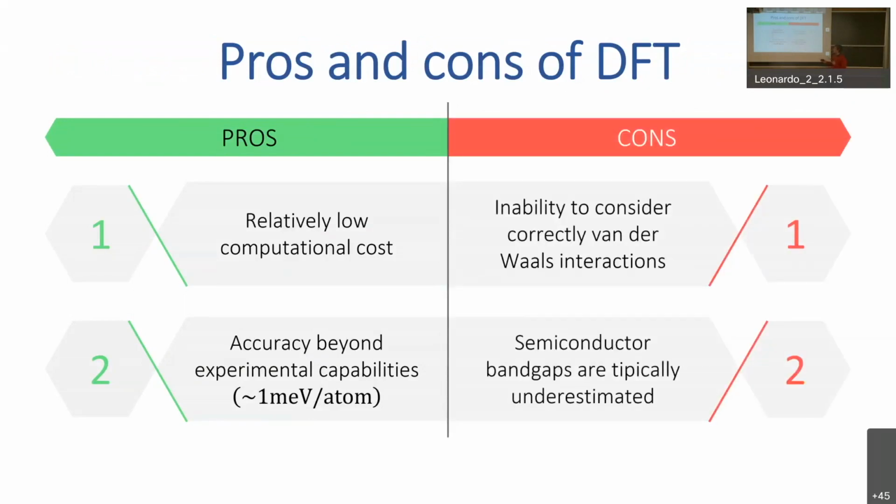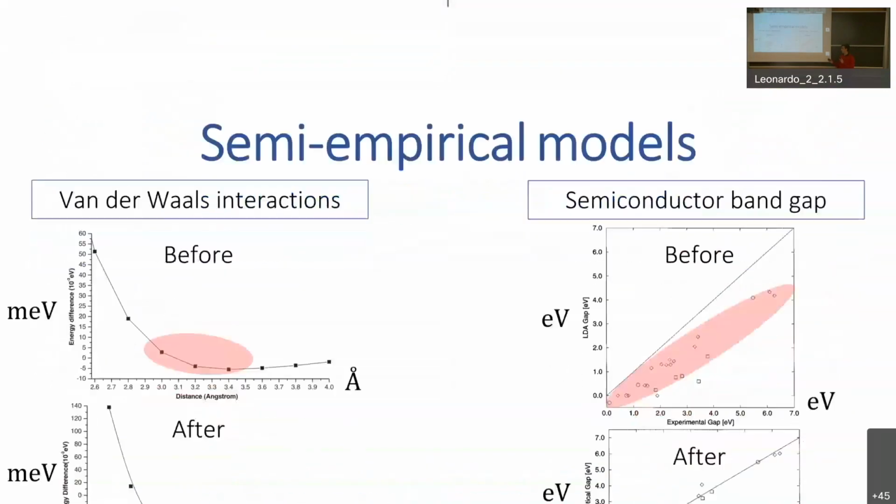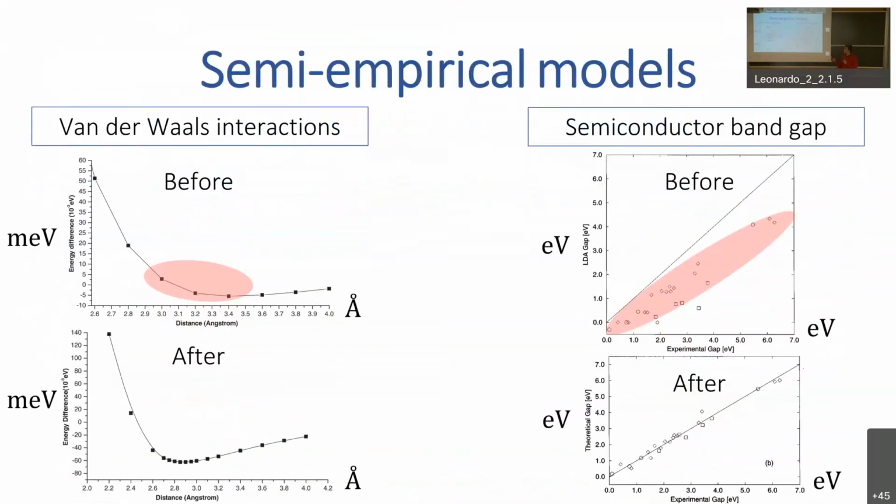On the other hand, DFT is unable to estimate correctly the ground state energy and the electron density whenever dealing with intermolecular forces. And in addition, DFT often underestimates the semiconductor band gaps. In order to overcome these problems, it is possible to implement some semi-empirical models for either the van der Waals interactions or the semiconductor band gaps.